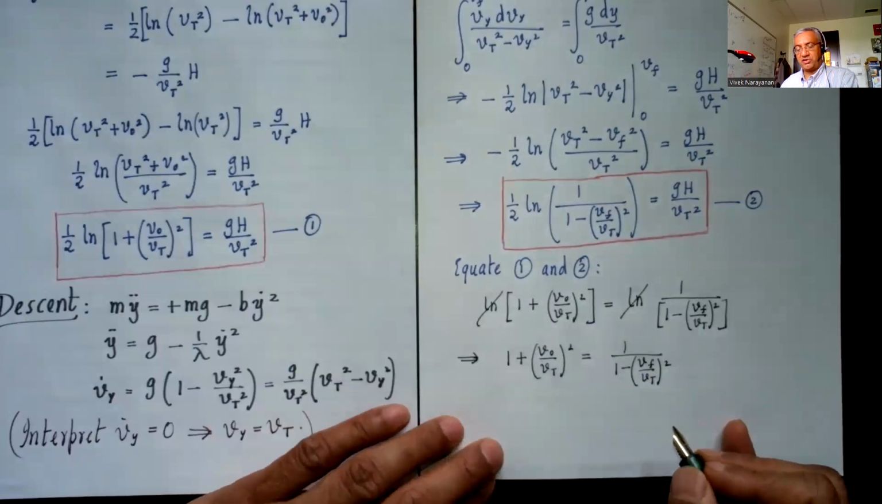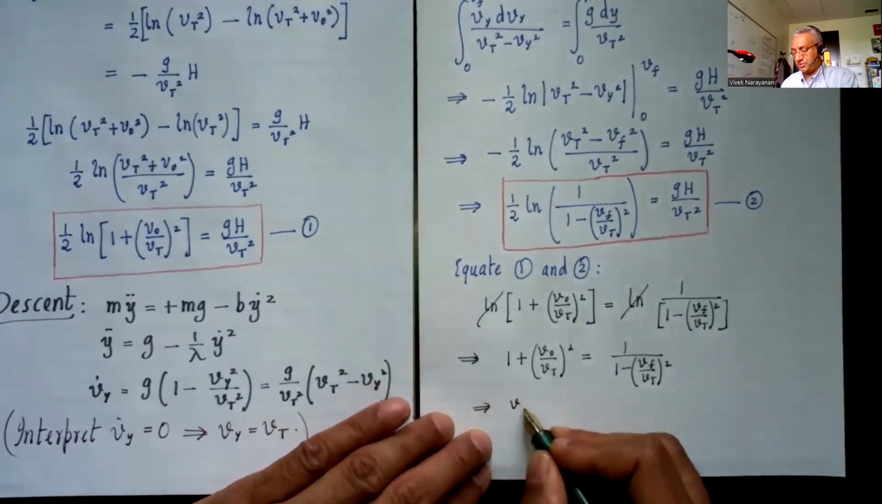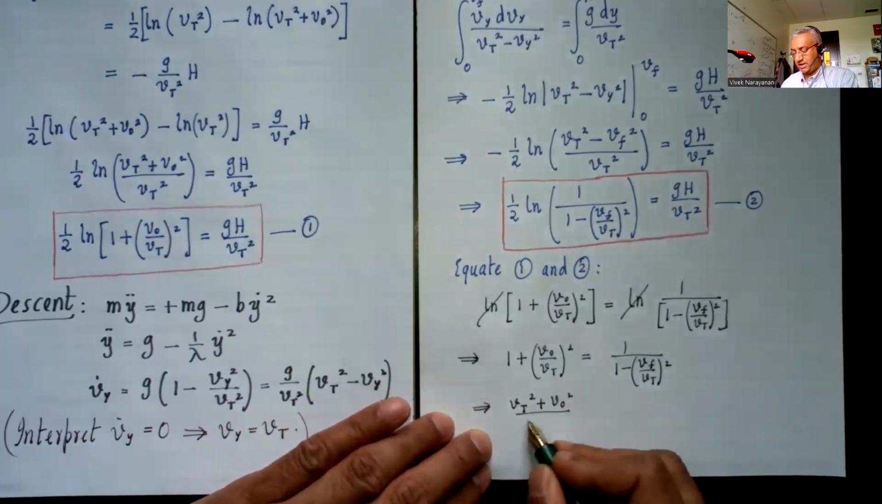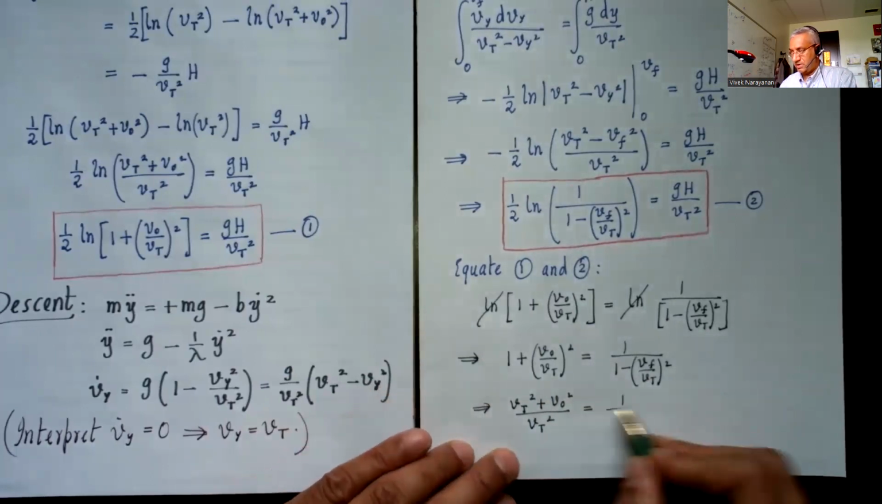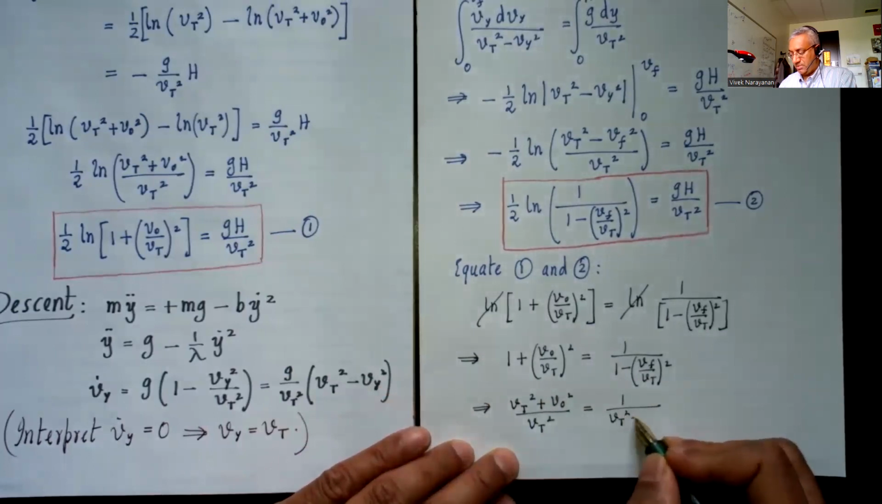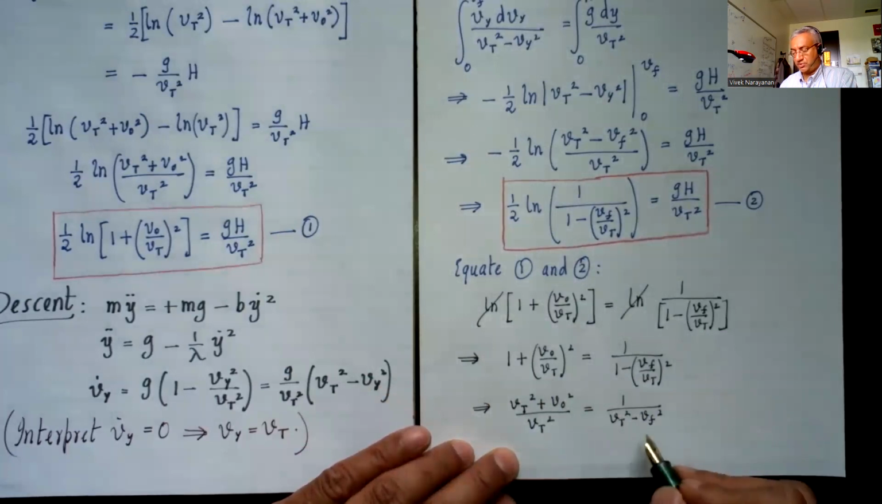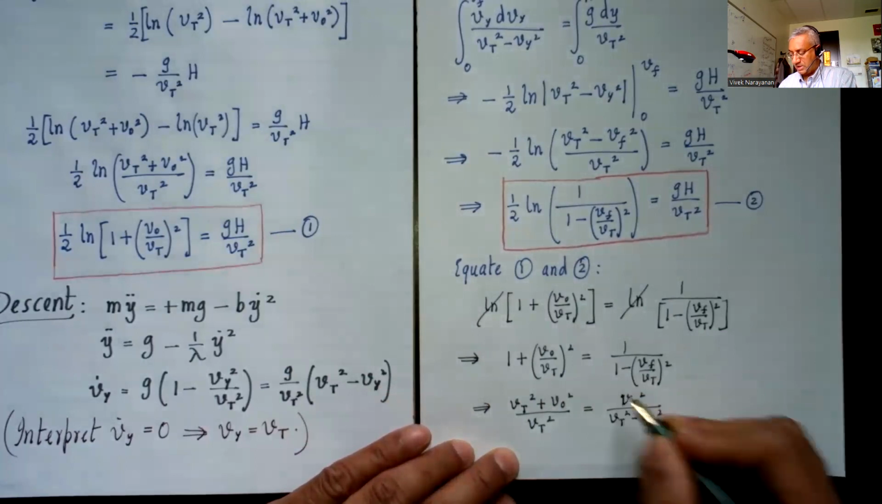Well, at this point, I'll clear all the denominators to make things look more manageable. So vt squared plus v naught squared, divided by vt squared, is equal to 1 over vt squared minus vf squared, divided by vt squared, so that'll go upstairs, like that.